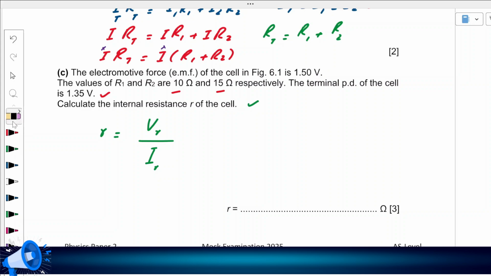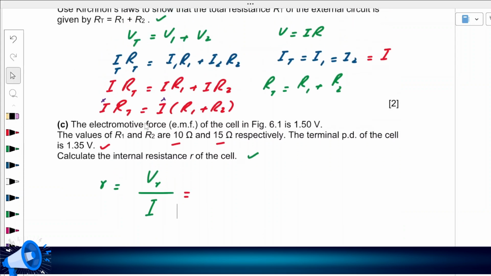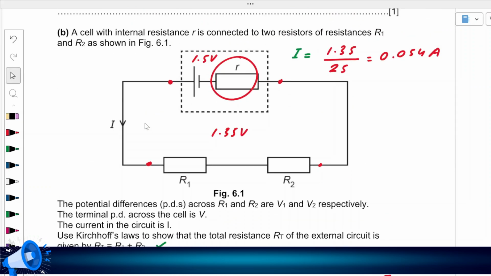And in fact, I should not even use the subscript for the current, because current is the same in a series circuit. Now what is the voltage across the internal resistance? Let's see. It should be very easy. The EMF of the battery is 1.5 volts. Across the terminal, we are getting only 1.35 volts. So what about the leftover, the remaining voltage? That voltage is dissipated across the internal resistance.